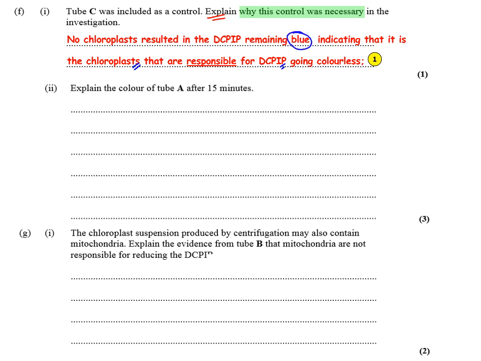So no chloroplasts in tube C resulted in DCPIP remaining blue, indicating that it is the chloroplasts that are responsible for DCPIP becoming colourless. And we're going to see why in a minute. Now it's also important to say that for the control experiment, you must conduct the experiment in exactly the same manner with exactly the same control variables as you would have done in the regular experiment.